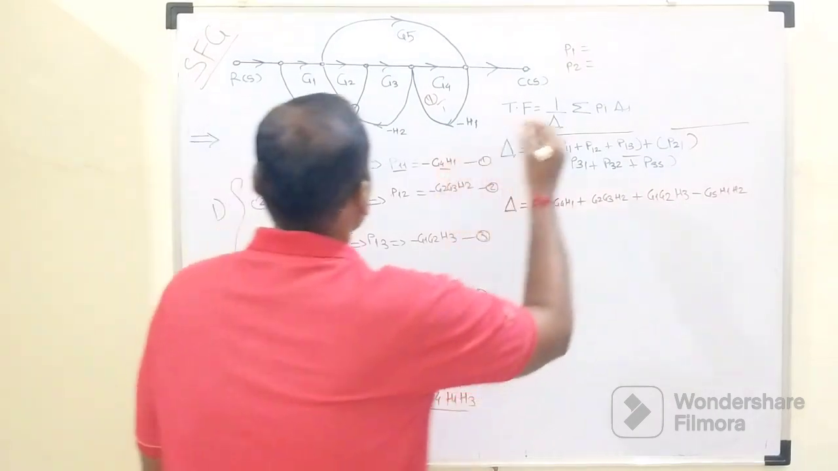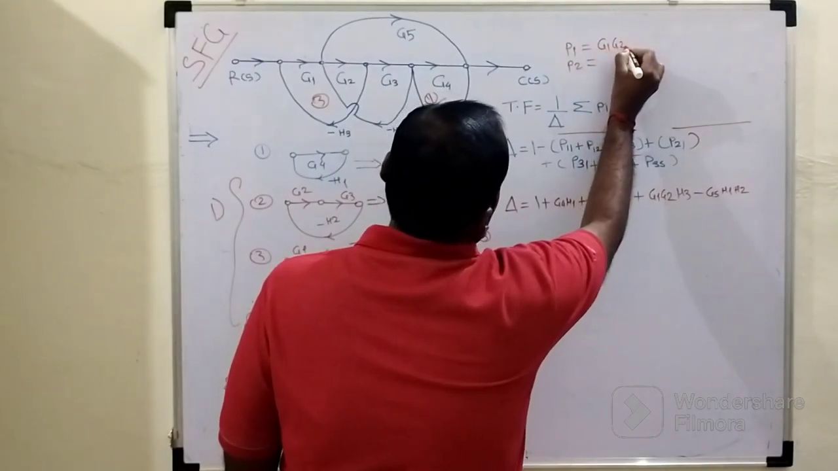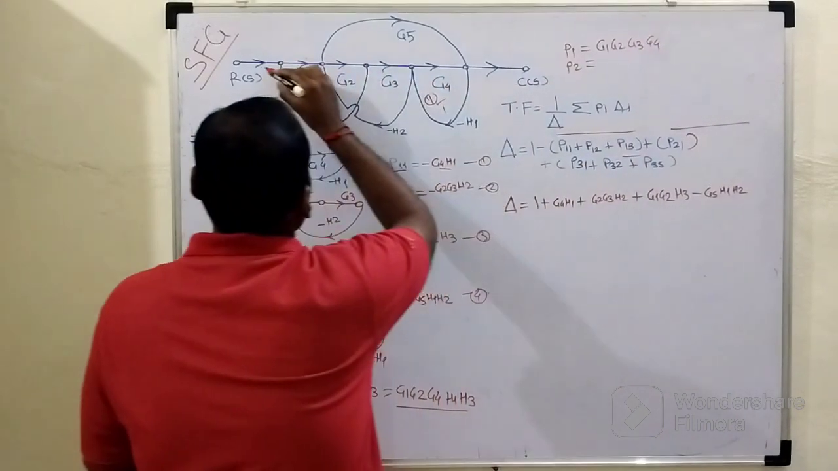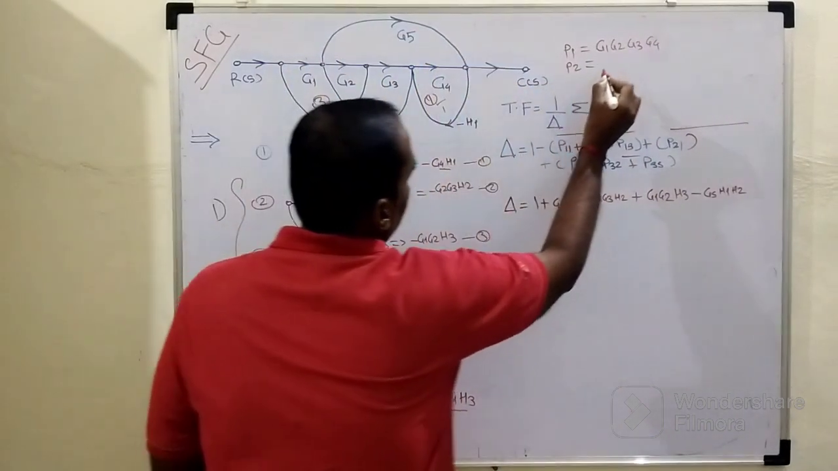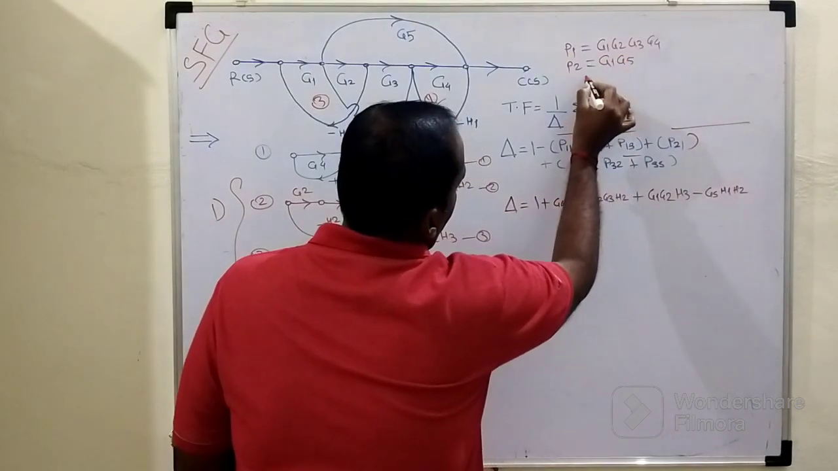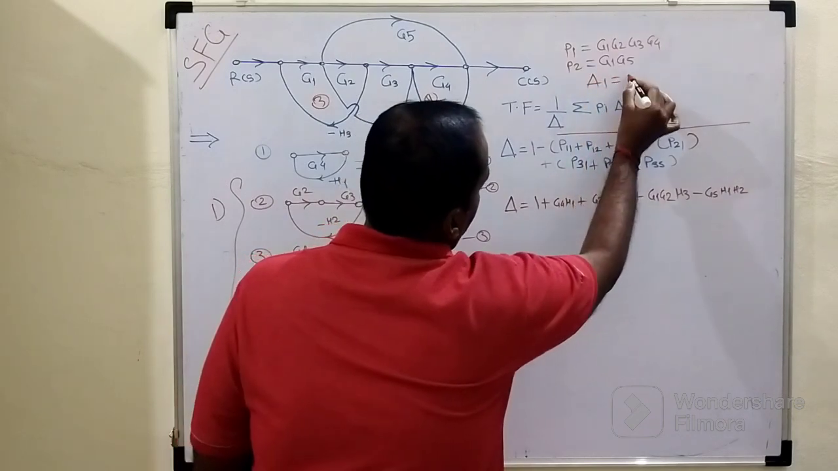Out of those 2 forward paths, the gain of the first forward path is G1, G2, G3 into G4, and the gain of the second forward path is G1 into G5. Accordingly, here I will write, we are having two deltas, delta 1 and delta 2.